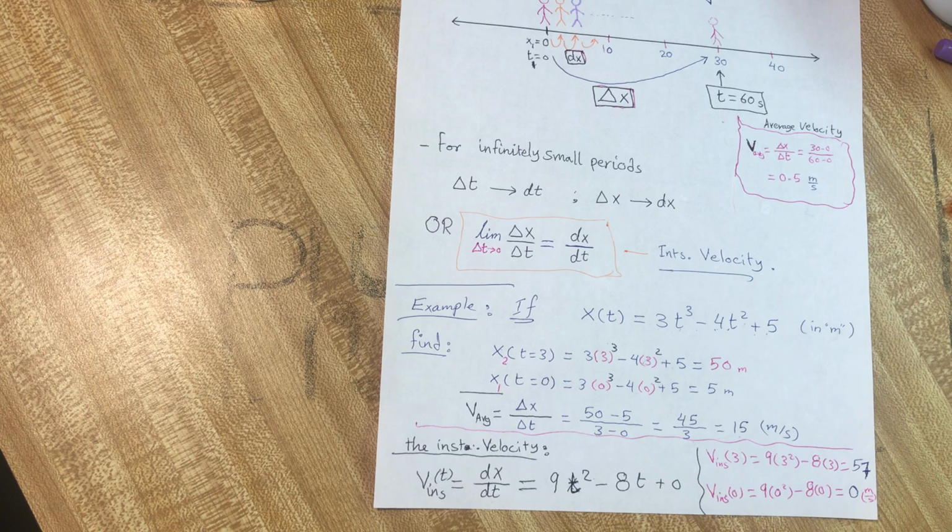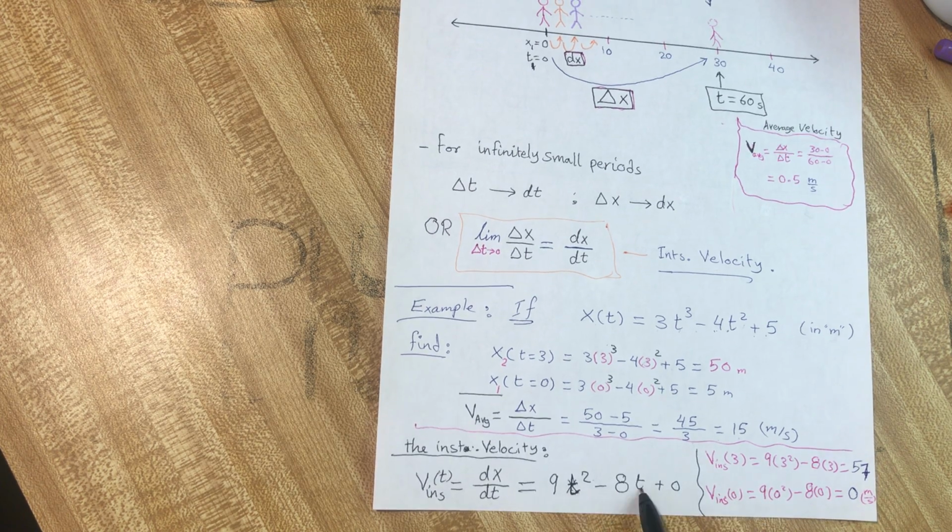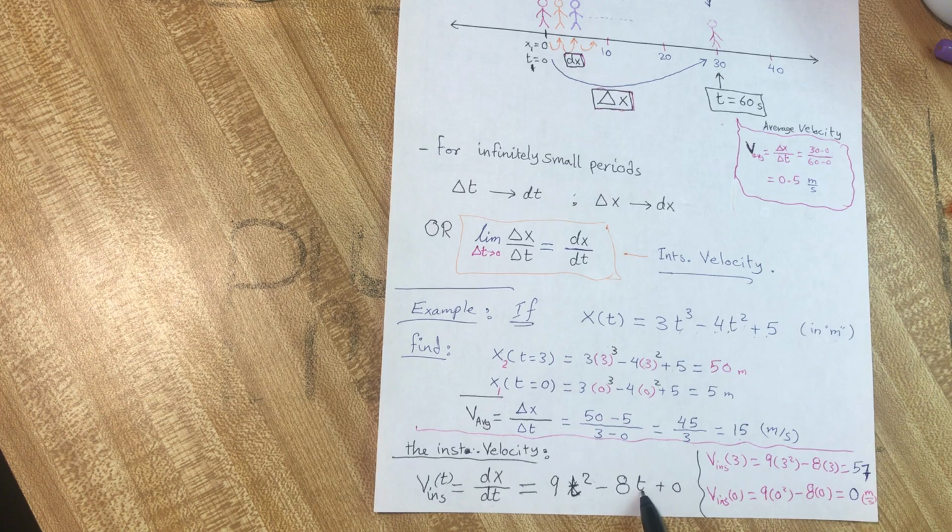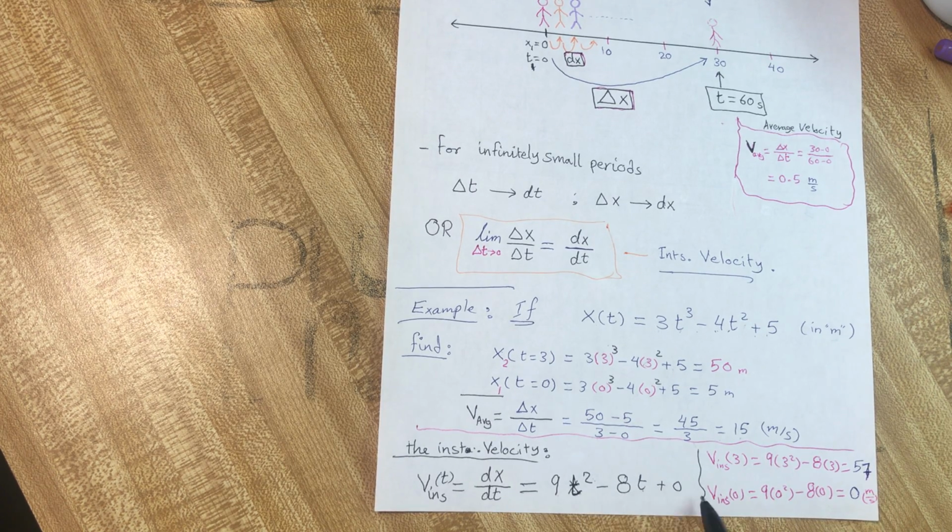What is the instantaneous velocity at t equal to 0? I need to put 0, it will be 0. What is the instantaneous velocity at t equal to 1? Put 1, 1 squared is 1. This will be 9 minus 8, it will be 1, the instantaneous velocity. And so on. You can try that by yourself.